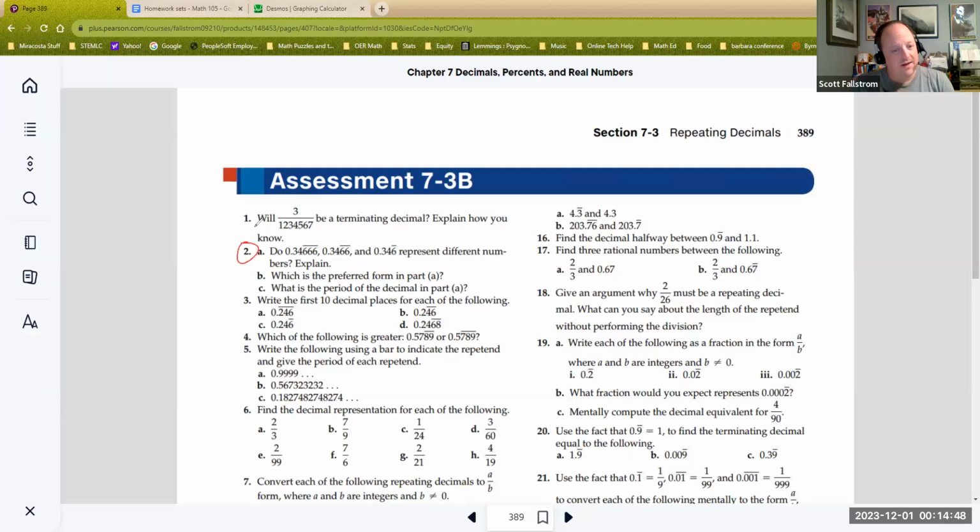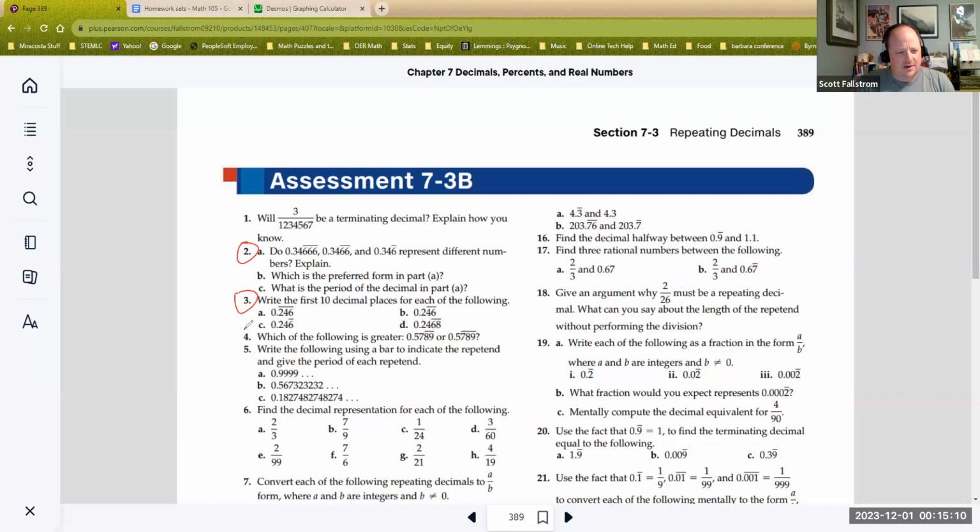If you need to, you could write the digits out for a little while and see which of them is probably the best way to write it. Next one says write out the first 10 decimal places of these, which is, again, nothing huge, just writing out decimal places so you understand what the bar represents and how you can record the values.